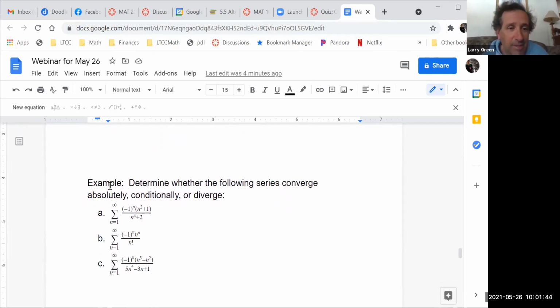All right, so determine whether each of the following series converge absolutely, conditionally, or diverge. And we have the summation n equals 1 to infinity of (-1)^n times (n squared plus 1) over (n to the 4th plus 2). And what I like to do is get rid of the non-dominant stuff. I just focus on n squared over n to the 4th. Constants don't usually matter.